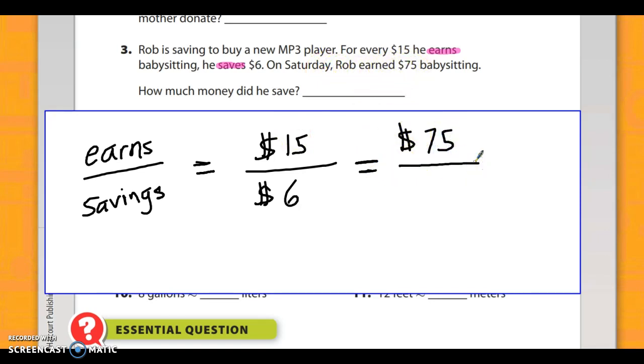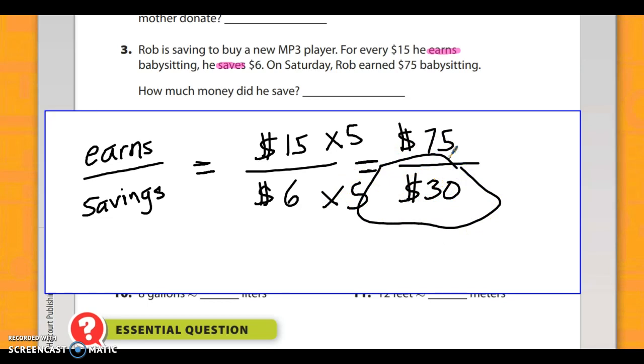Now, if you're good with your facts, you know that 15 goes into 75. If you're not so good at your facts, you need to check a multiplication chart. And you'll notice that 15 times 5 is 75. So 6 times 5 is $30, which is the unknown number. And that's the answer. How much money did he save? He saved $30.